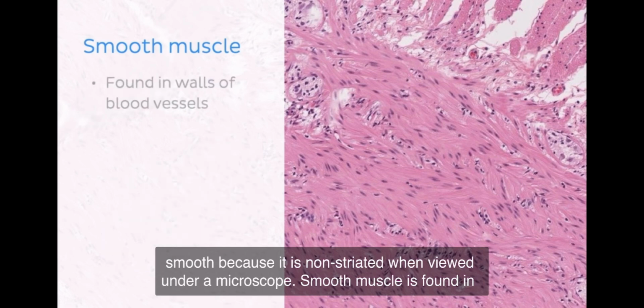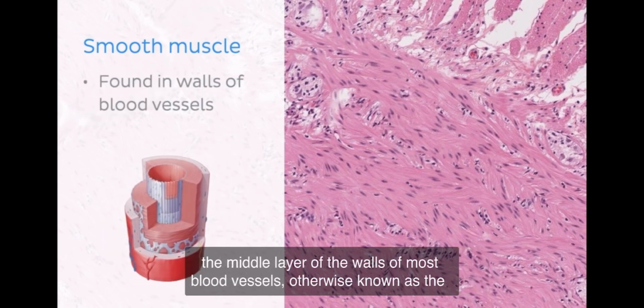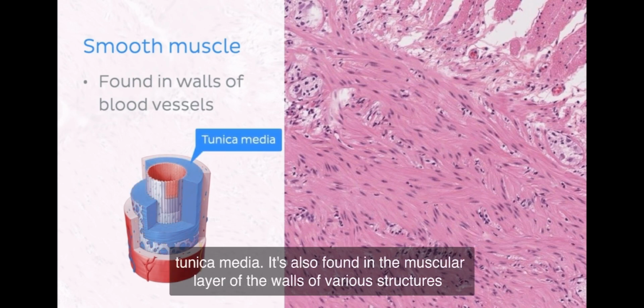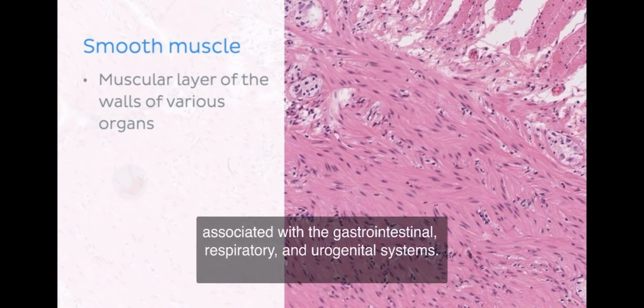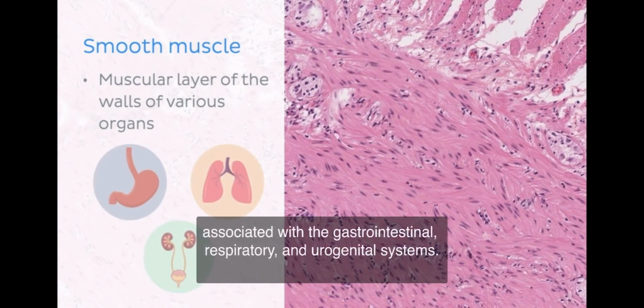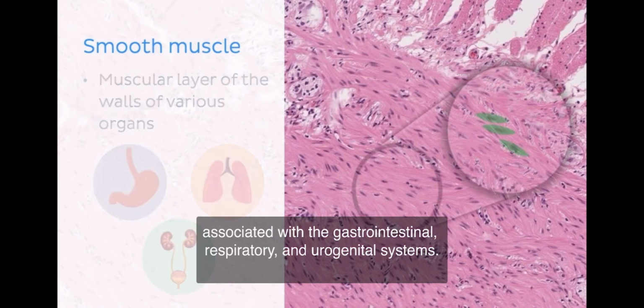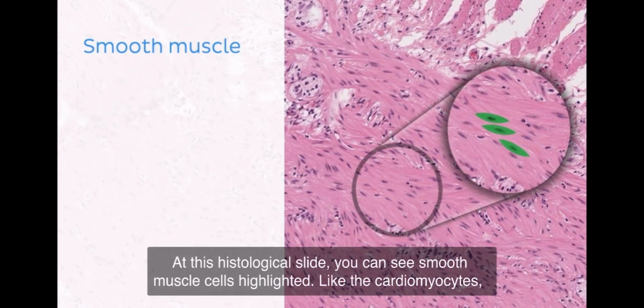Smooth muscle is found in the middle layer of the walls of most blood vessels, otherwise known as the tunica media. It's also found in the muscular layer of the walls of various structures associated with the gastrointestinal, respiratory, and urogenital systems. In this histological slide, you can see smooth muscle cells highlighted.